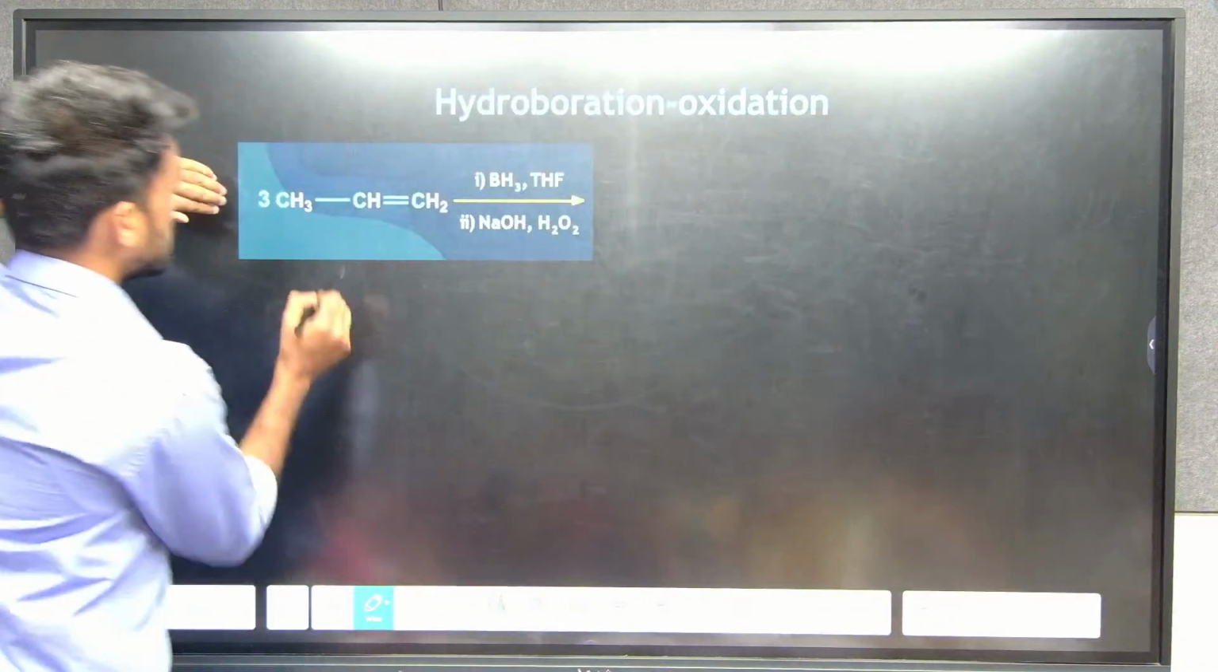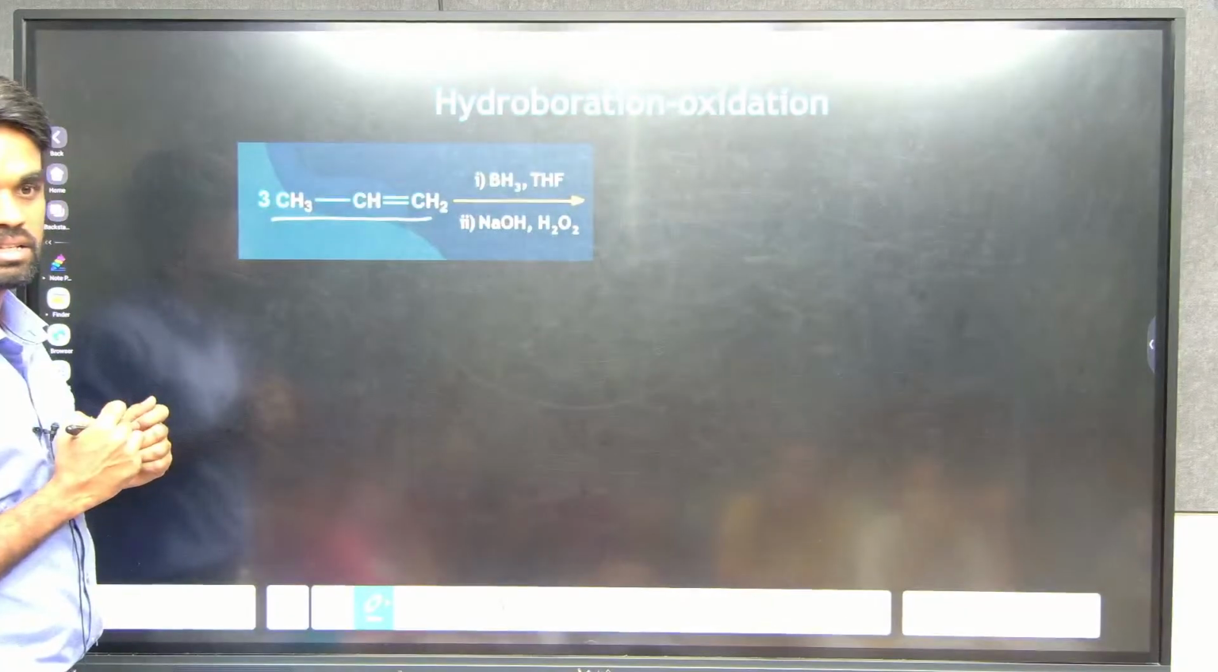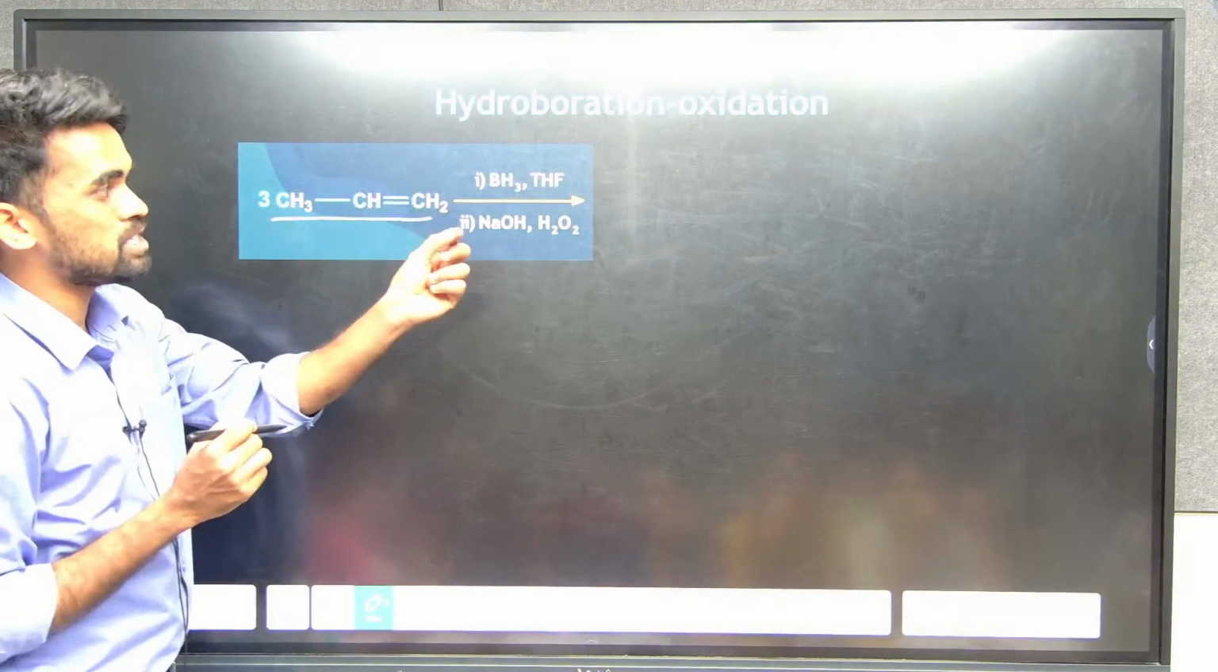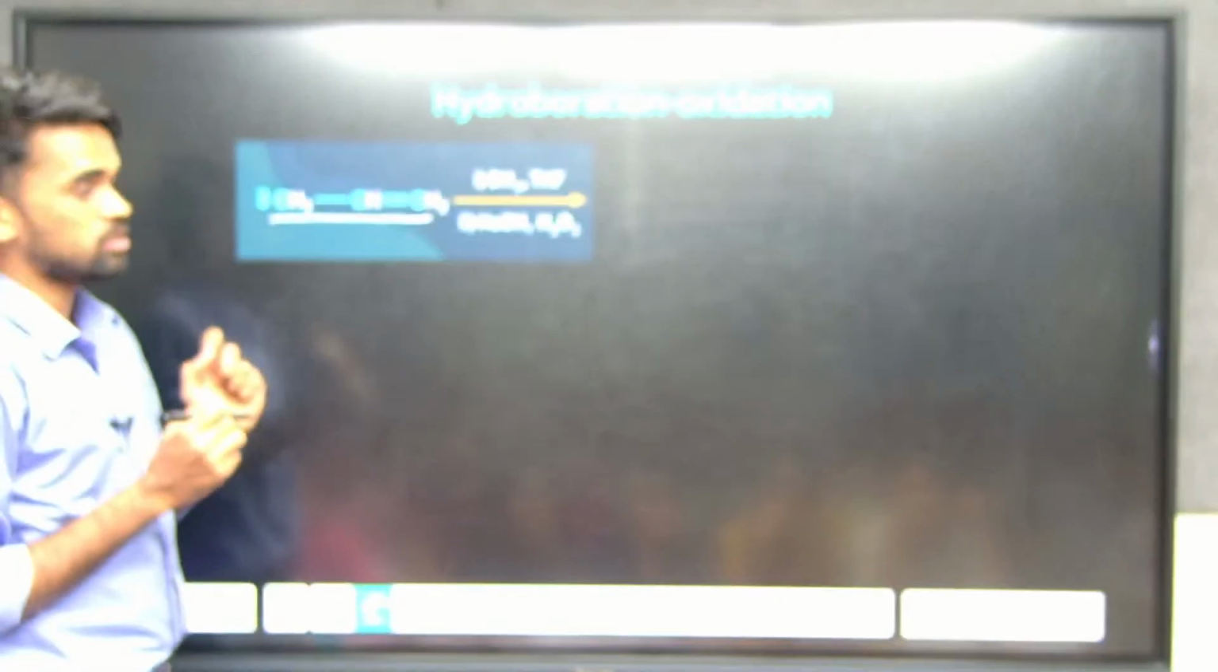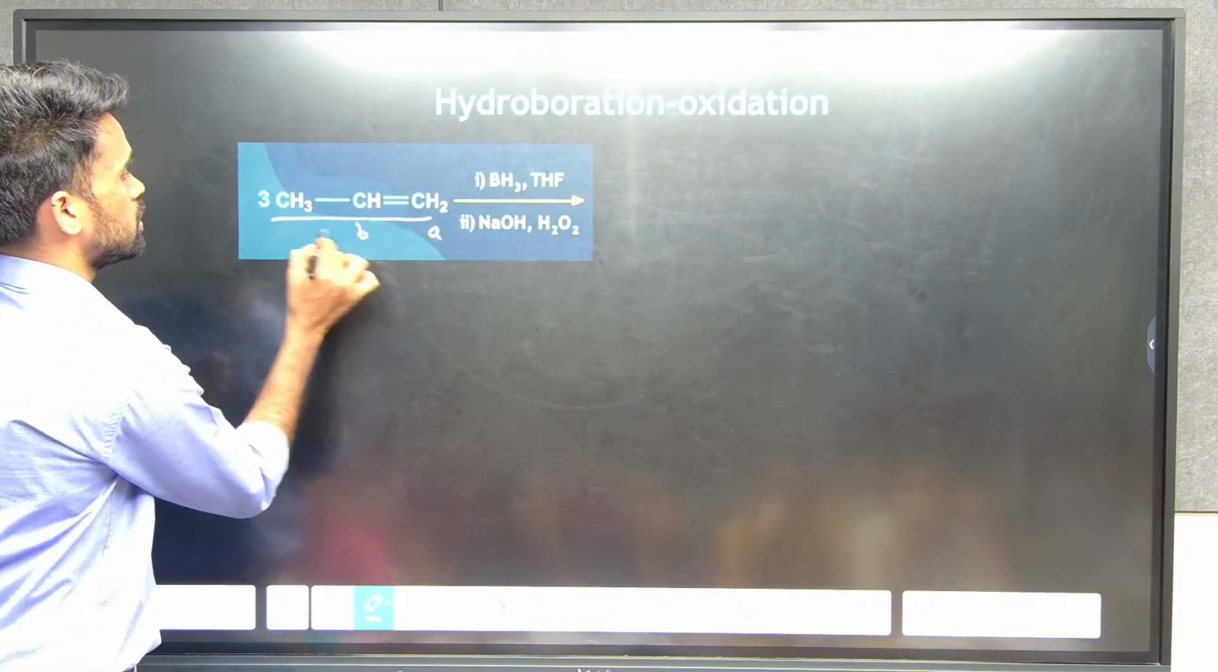Now see, is this a symmetrical or unsymmetrical alkene? So where should I add OH, where should I add H? A, B, C. Tell me.